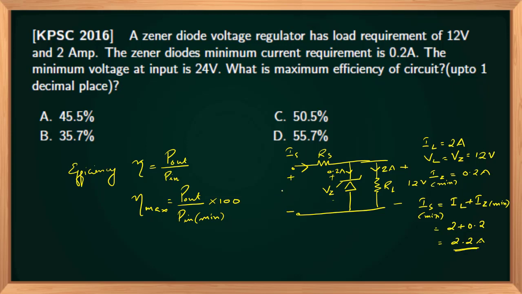Now supply voltage is 24 volt. So VI or VS equal to 24 volt. What is power input? Minimum power input is 24 into this current 2.2, and P out is 12 into 2. So efficiency is 12 into 2 upon 24 into 2.2, into 100. So the answer is 45.5%. So correct option is option A.